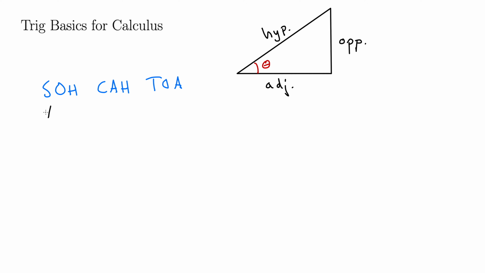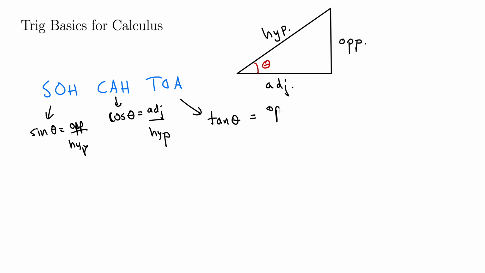So sine, this SOH: sine theta is opposite over hypotenuse. And cos theta is adjacent over hypotenuse, or HYP. And of course, then tan theta is opposite over adjacent. SOHCAHTOA. So use it all the time in trig. It's a great way to remember the various trig functions.